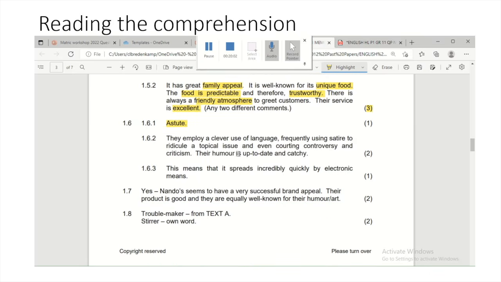So they use a clever use of language. Okay, they use satire to ridicule topical issues and even some controversy. Okay, and their humor is up to date and catchy. That is something that as human beings we enjoy. And here we go, 2 marks. You've explained how they do it. They use satire a lot, and why they do it, because it draws people in and creates controversy.